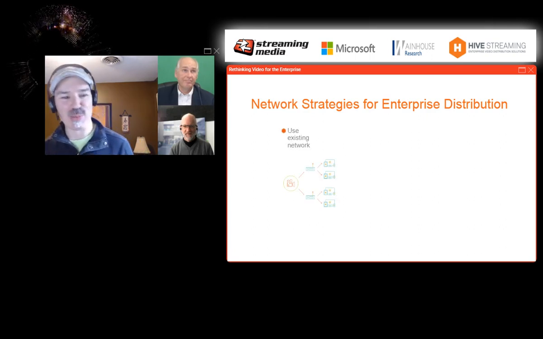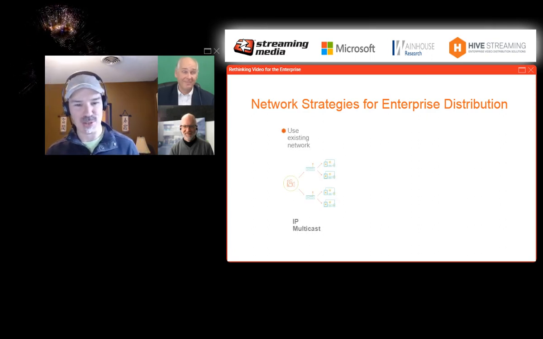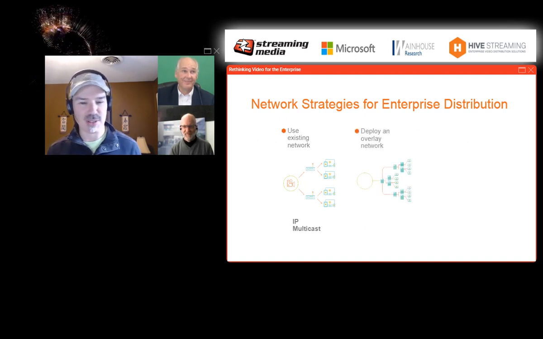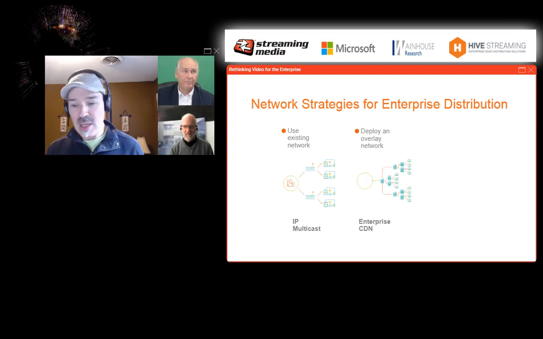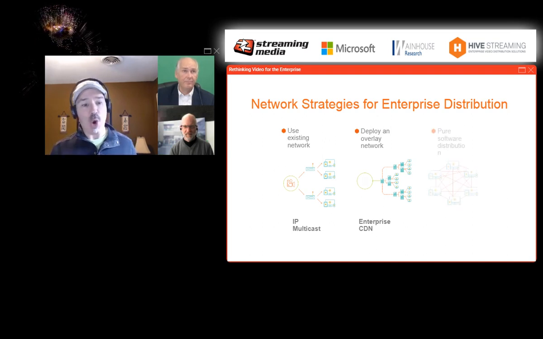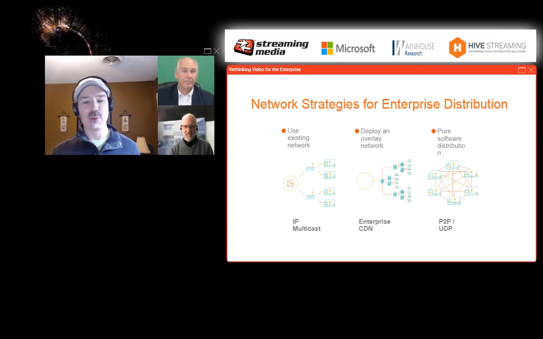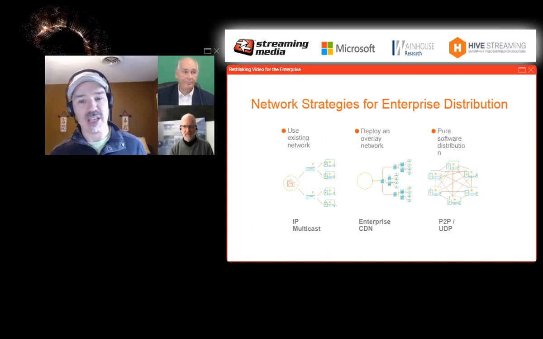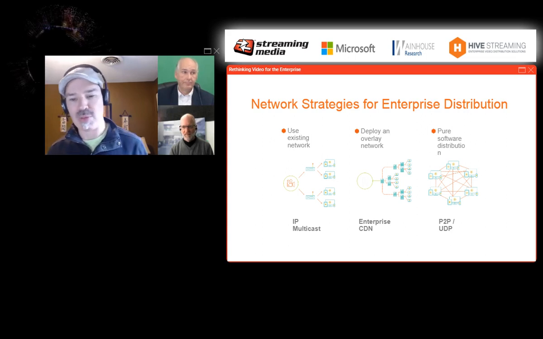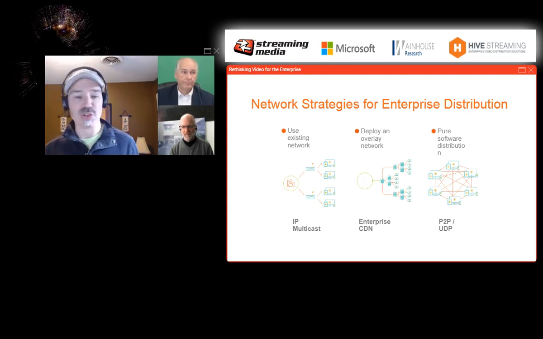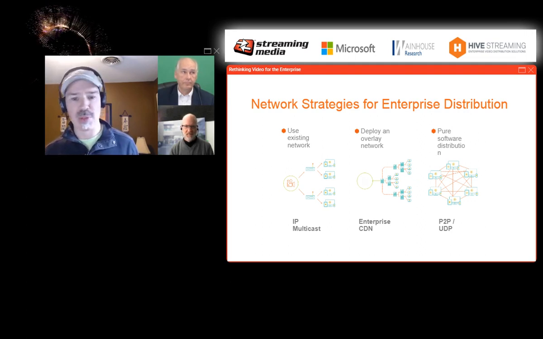Let's talk about the very brief history of enterprise video distribution. I like to put it into three broad categories of solutions. There's using your own existing network, really essentially IP multicast. Technology has been around almost 20 years now. A second paradigm we see is deploying an overlay network on top of your existing network, aka an Enterprise CDN. We'll talk about that in a moment. The last category, and this is where my company fits in amongst some others, is pure software distribution, typically done over peer-to-peer, sometimes with the UDP protocol.